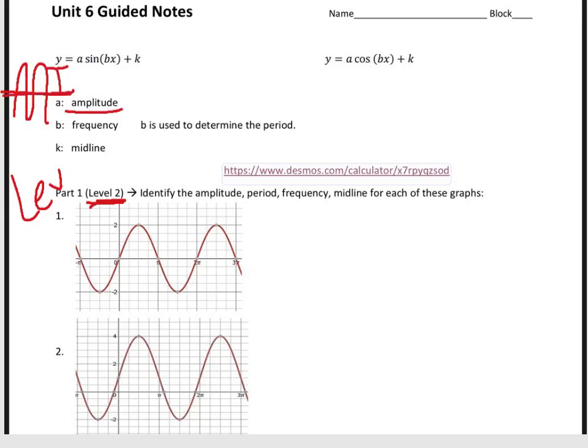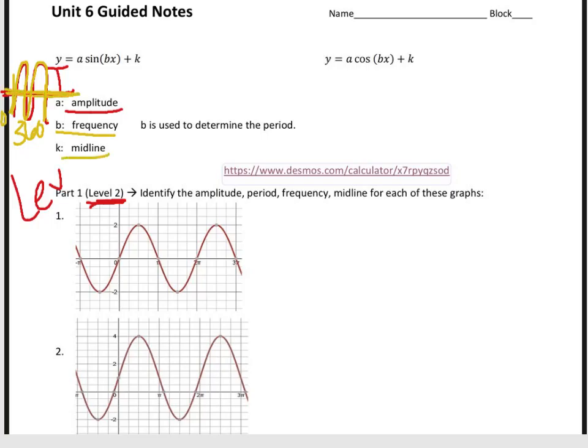The frequency is the number of times in 360 degrees that you go through a full cycle. So for example, this one, that is 1 full cycle. That is 2 full cycles. So if that is a range of 360 degrees, then the frequency would be 2.